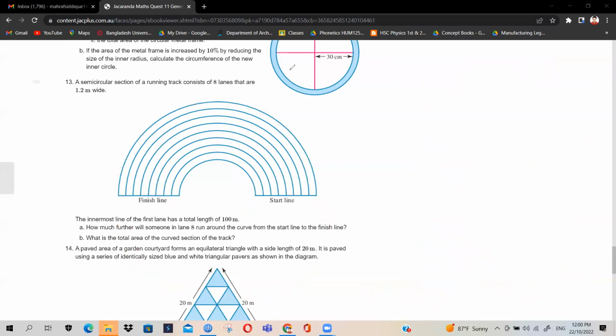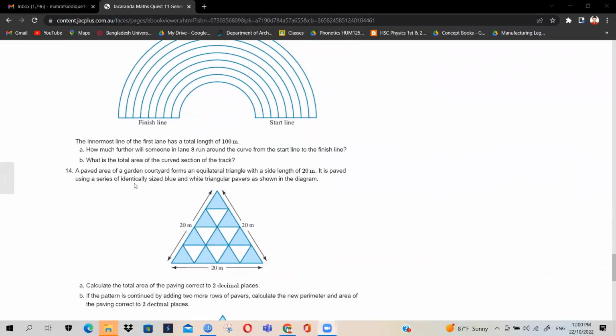All right. What is the total area of the curved section of the track? So this is very easy. Just calculate the area of this semicircle. What is the area for a semicircle? Pi r squared over 2. Yes. Then calculate the whole area of this circle, and then just subtract the red portion from the green portion.